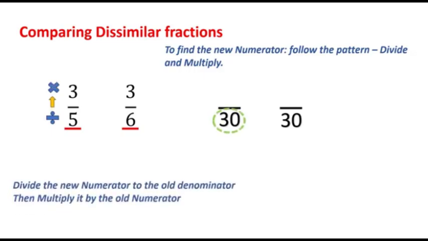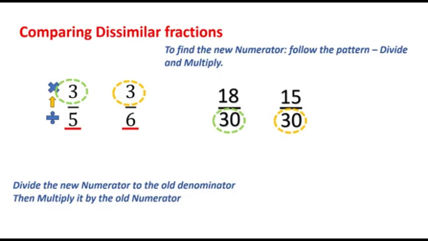So in this case, 30 is our new denominator divided by the old denominator, which is 5. The answer is 6. Then multiply it by the old numerator, which is 3. So the answer is 18. For our second fraction, just do the same pattern. 30 divided by 6 is 5, times 3 is 15.